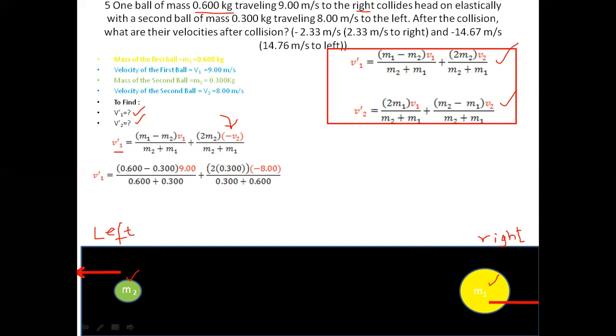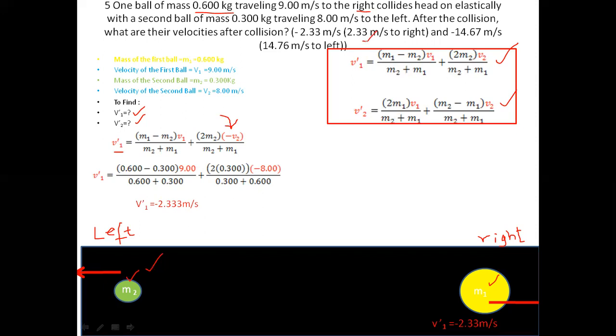Now let us put the values in this same formula. What do we get? m1 has the value of 0.600, m2 has the value of 0.300, velocity v1 is 9 meters per second, divided by m2, which is 0.300, plus m1, 0.600, plus 2 into 0.300, which is m2, into minus 8 meters per second, because this body was moving against this body. That means this direction was opposite, divided by 0.300 plus 0.600. After putting in the values, what do we get? The answer comes out to be minus 2.333 meters per second, which is our right answer.